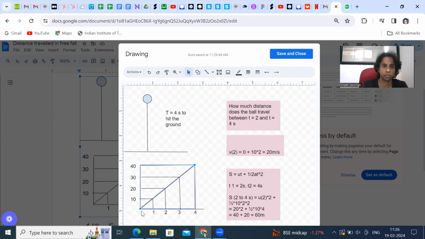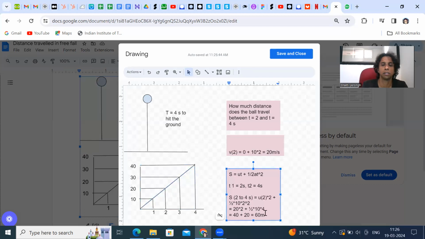So the distance traveled between 0 and 4 seconds, the whole distance, is essentially half into base, which is 4, into height, which is 40. So that would be 80 meters essentially. Out of the entire 80 meters, if I remove the first 2 seconds, that is half into 2 into 20, that is essentially 20 meters, I get 80 minus 20, which is 60 meters. That is the answer we got using the formula as well.